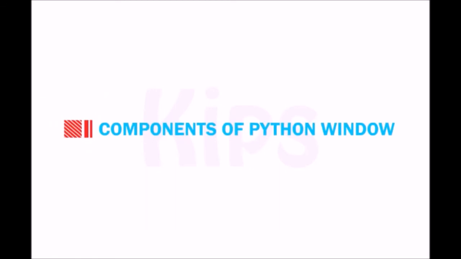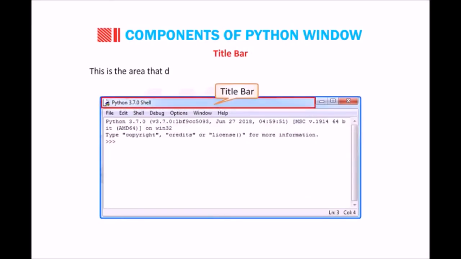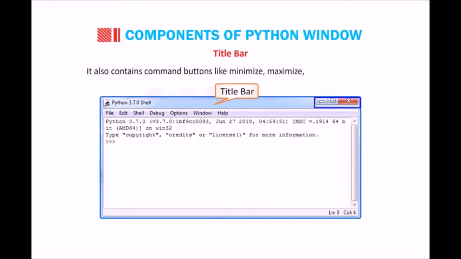Okay, students, let us talk about components of Python window. Just like any other application window, Python window has the following components. Title bar. This is the area that displays the name of the application and the document. It also contains command buttons like minimize, maximize, restore and close.